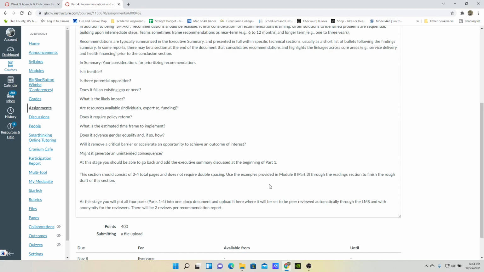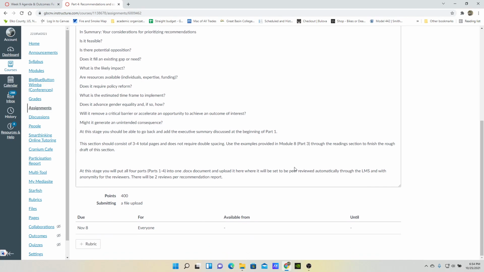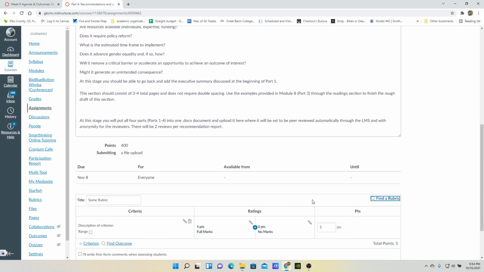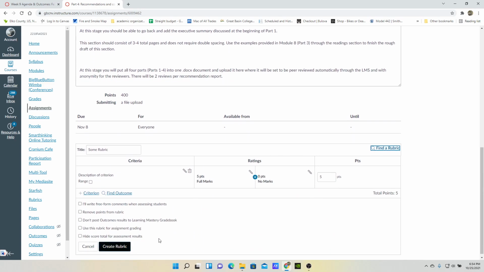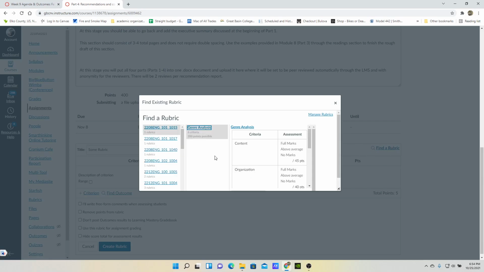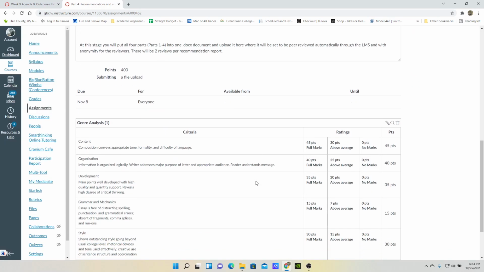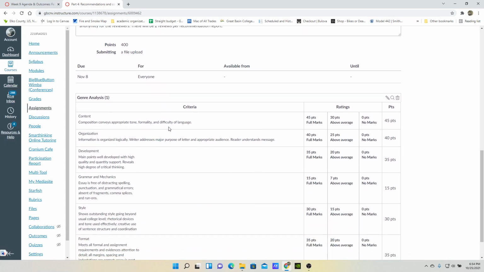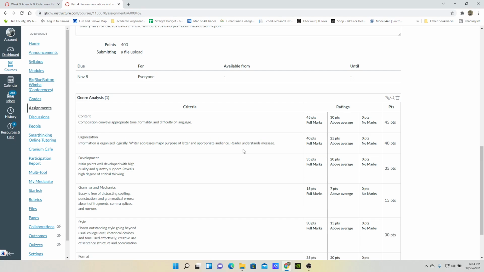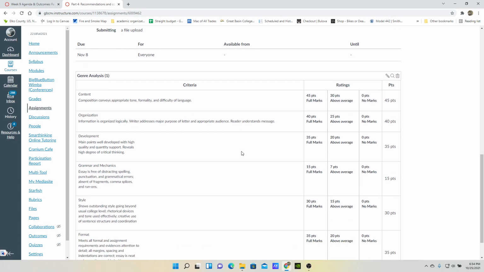So this assignment is worth 400 points. It's worth a lot. It does. I'm adding the rubric right now as we speak. I always use the exact same rubric for everything, because while it's labeled genre analysis, it's very simple. That rubric will be composition conveys appropriate tone, formality, and difficulty of language. Information is organized logically. Writer addresses major purpose of letters and appropriate audience, and reader understands message.